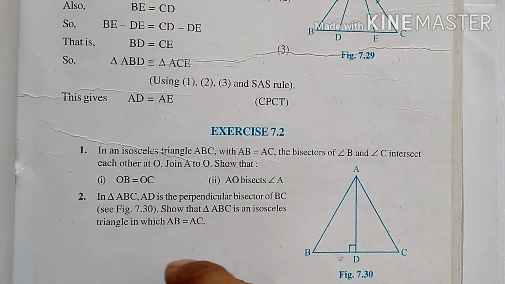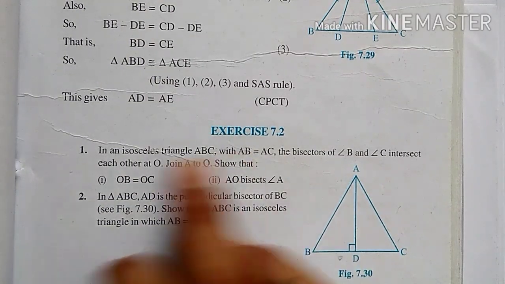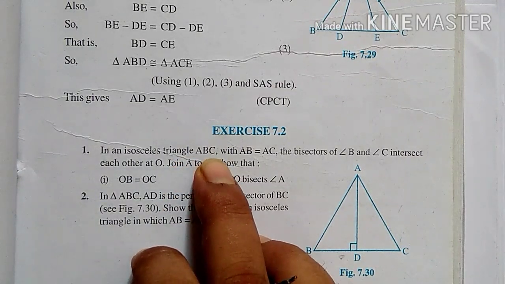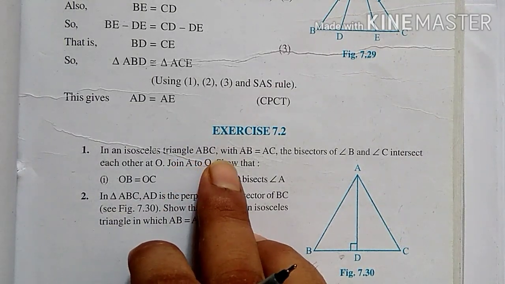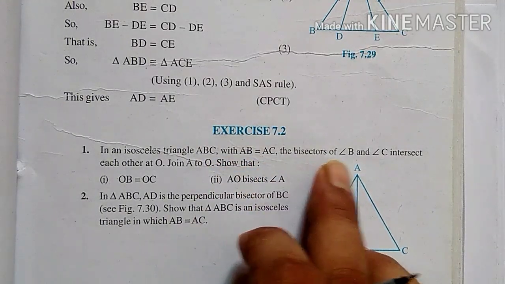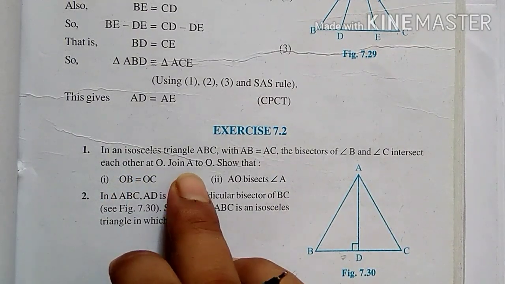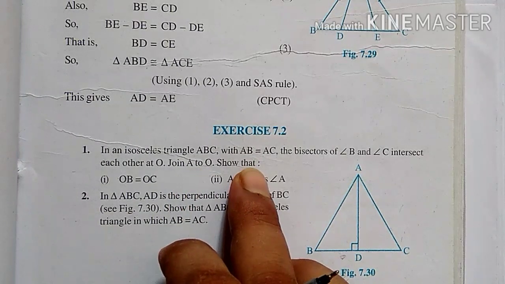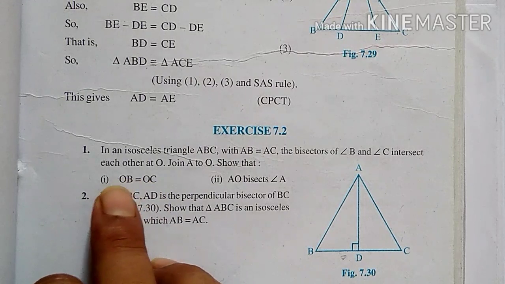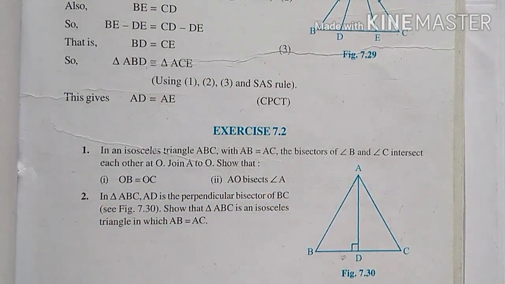NCERT Math, Class 9th, exercise 7.2. Question number 1. In an isosceles triangle ABC, with AB equal to AC, the bisectors of angle B and angle C intersect each other at O. Join A to O. First, prove OB is equal to OC. Next, prove AO bisects angle A.